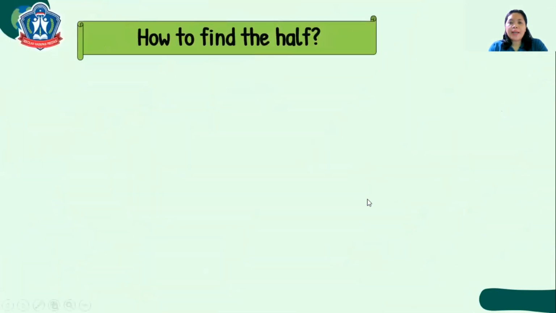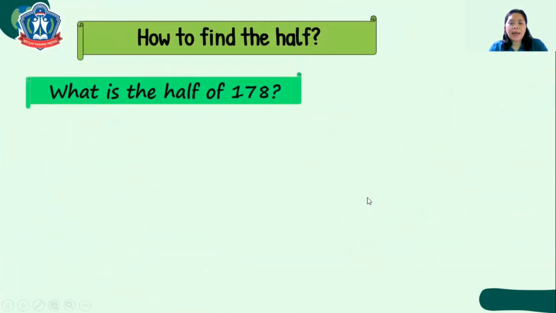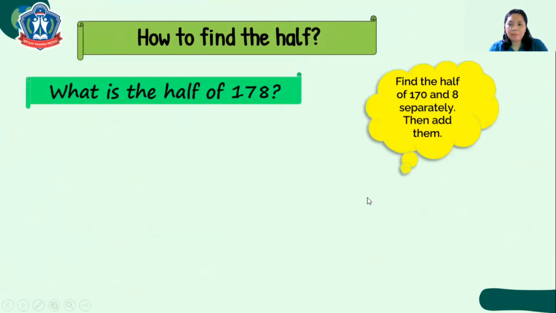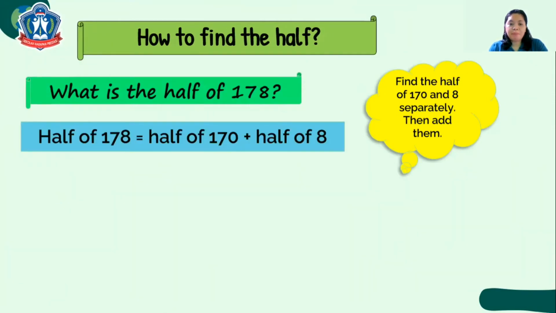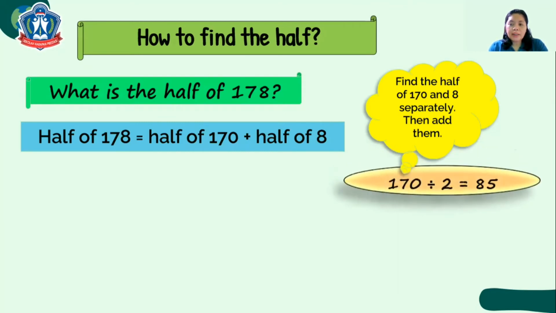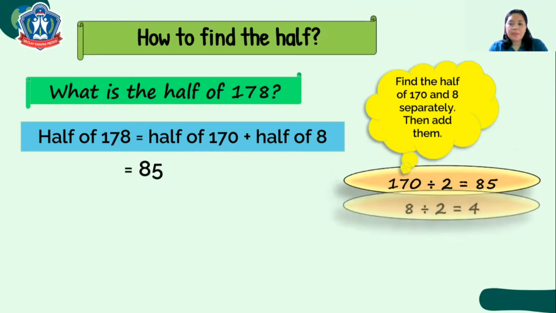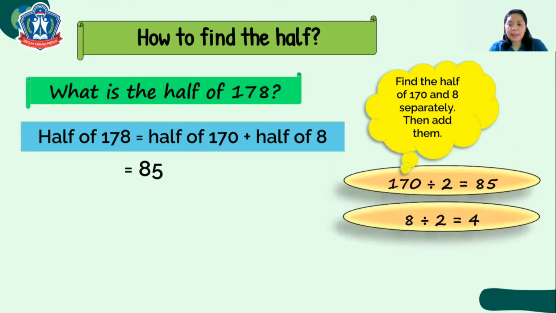How about to find the half of a number? So what is the half of 178? To find the half, we will find the half first of 170 and 8 separately. Then let's add them. So the half of 178 is half of 170. So let's divide it by 2 and that is 85. Then half of 8, let's divide it by 2 and that is equal to 4.